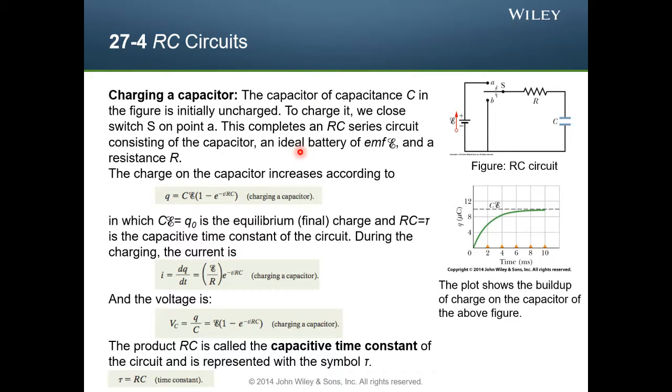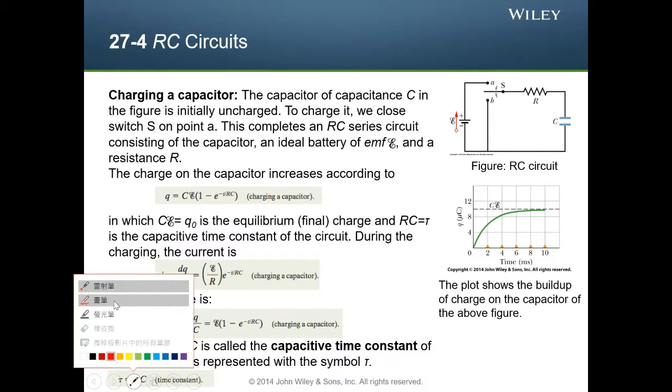So let's come to the RC circuit. The RC circuit is, okay, pretty easy.